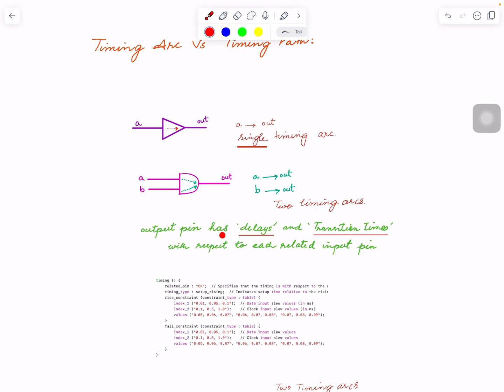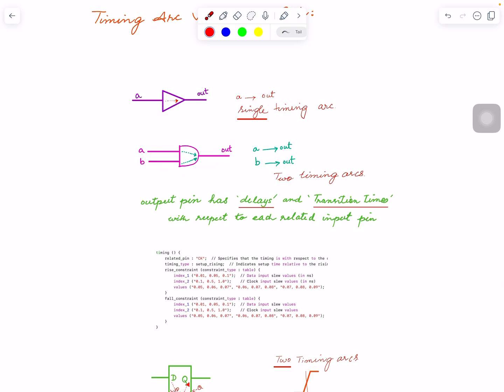So the output pin has delays and transition times with respect to each input, and that data comes from where? The standard cell library. Yes. So these are the combinational timing arcs as we have seen them. If there is a multiplexer, or an AND gate with four inputs, there will be four timing arcs.